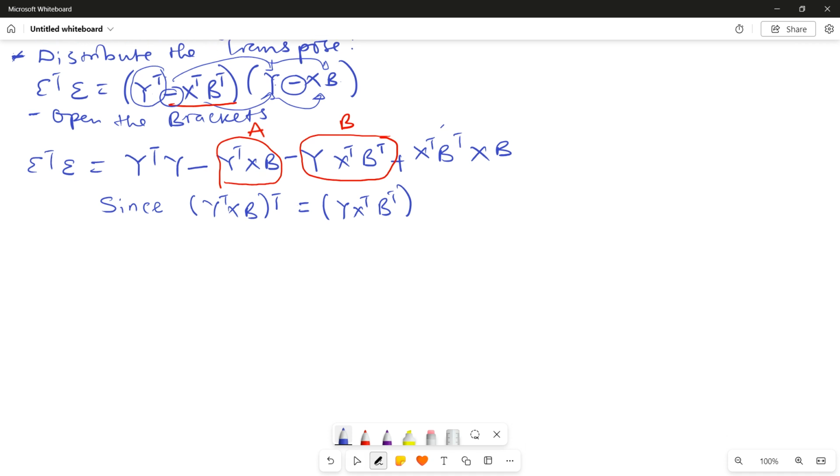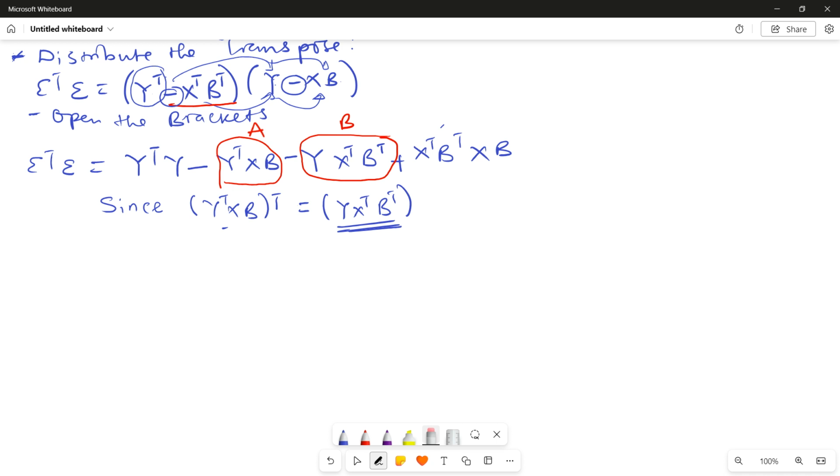So now, if y transpose xb, that term transposed, is going to give us term B, then we can substitute. In short, if this is the case, it means that y transpose xb is just equal to this guy on the other side, because we just have to transpose this guy, and we're going to get the other guy.